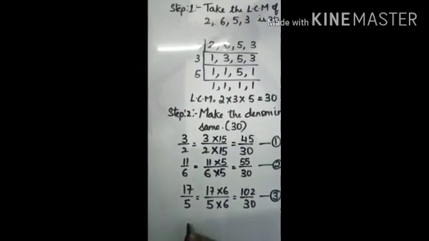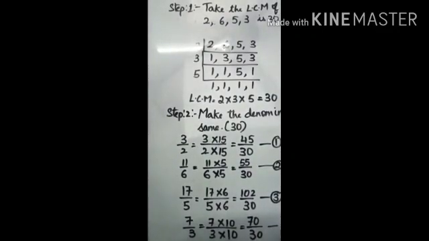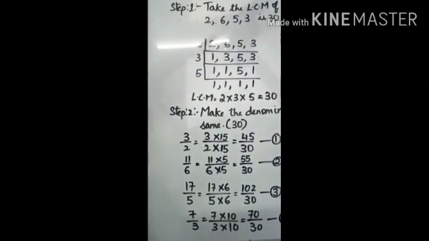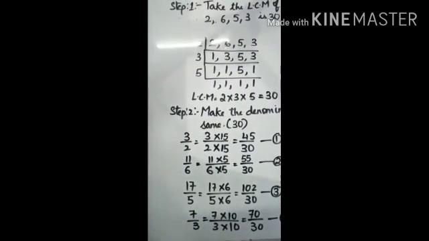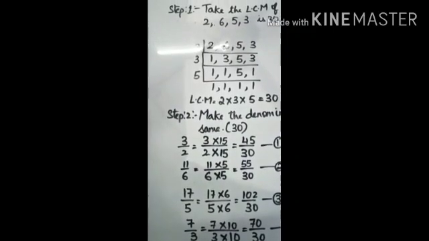Let's go to the last one. 7 by 3. Now 3 should be multiplied with what number so that the denominator becomes 30? 10. The numerator also has to be multiplied by 10. So I get 70 by 30. Now I have to compare all these 4 resultant fractions. I have converted the unlike fractions into like fractions, and now I have to compare these, then see what to do with the given question.